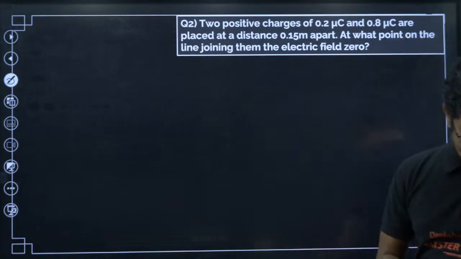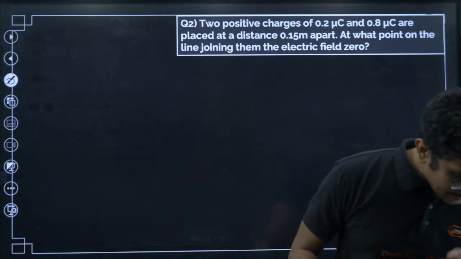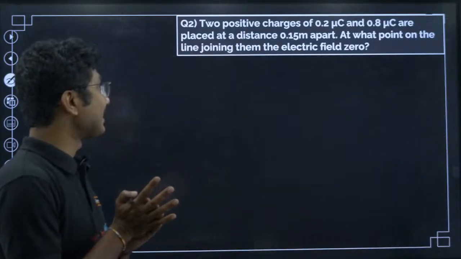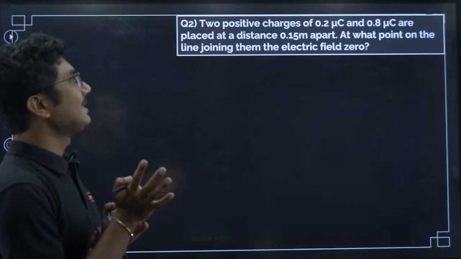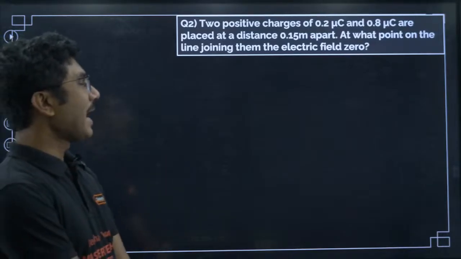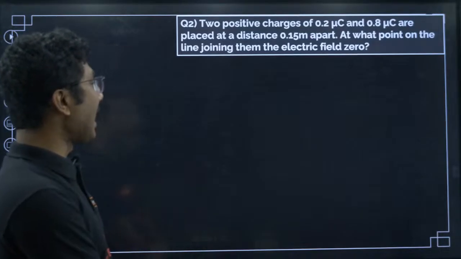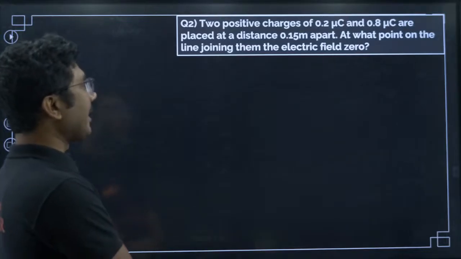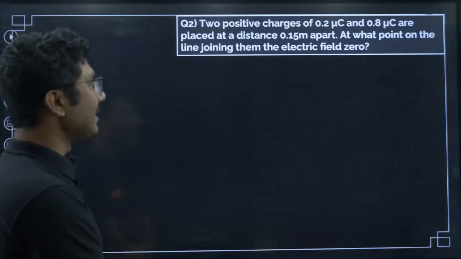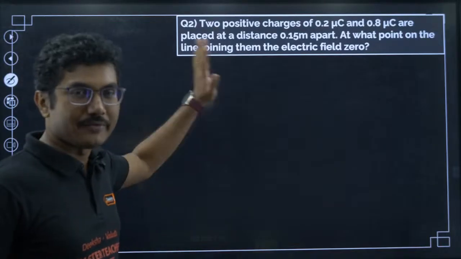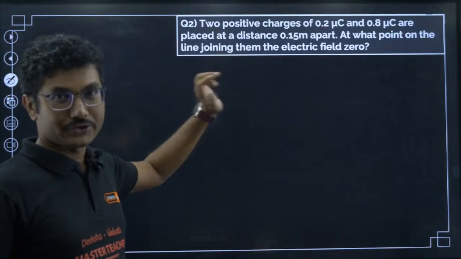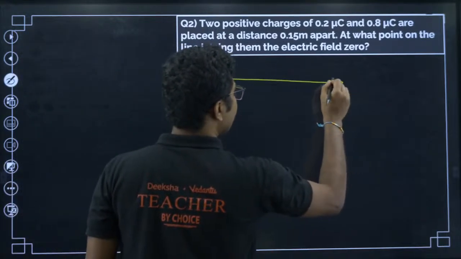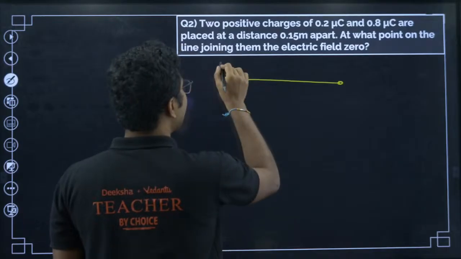Now, next question. Gurudat, correct, good. Next, two positive charges 0.2 microcoulomb and 0.8 microcoulomb are placed at a distance 0.15 meter apart. At what point on the line joining them is the electric field 0? So, this kind of question is very, very common. We have solved two such questions during my lecture. Now, this is a similar question, but values are different, charge natures are different.